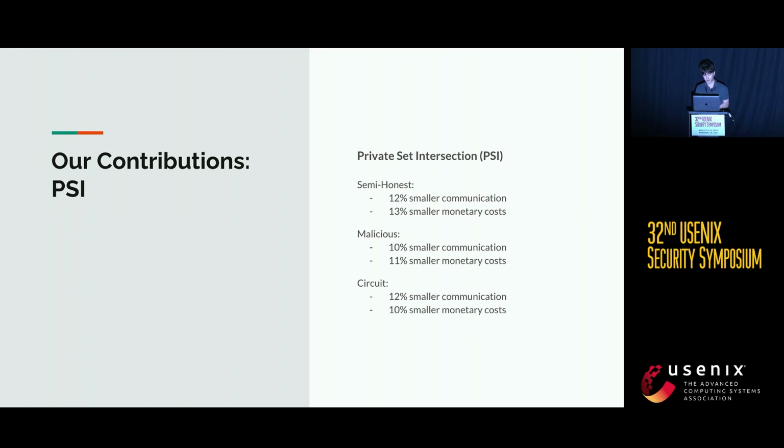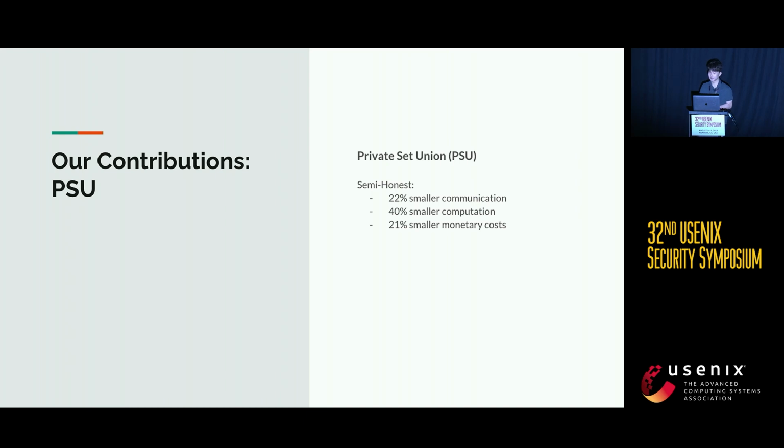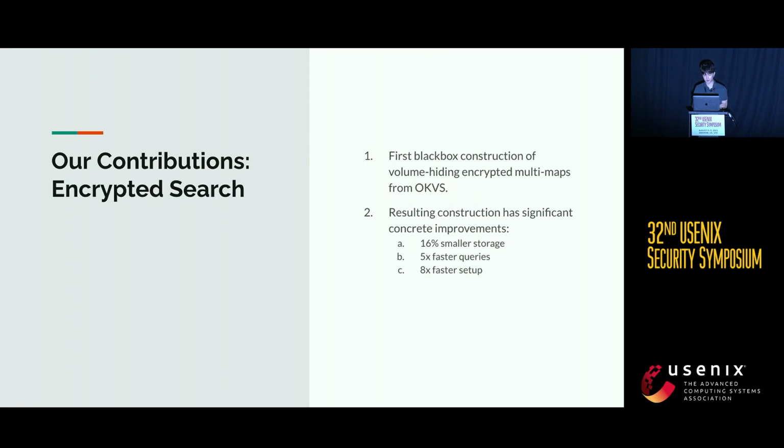Plugging our OKVS scheme into cryptographic protocols like PSI, we get a protocol with smaller communication and smaller monetary costs. Plugging it into a private set union protocol, we get a protocol with smaller communication, smaller computation, and smaller monetary costs. We also draw connections between OKVS and the volume hiding encrypted multimap primitive, and after we plug in our scheme, we improve upon previous state-of-the-art schemes.